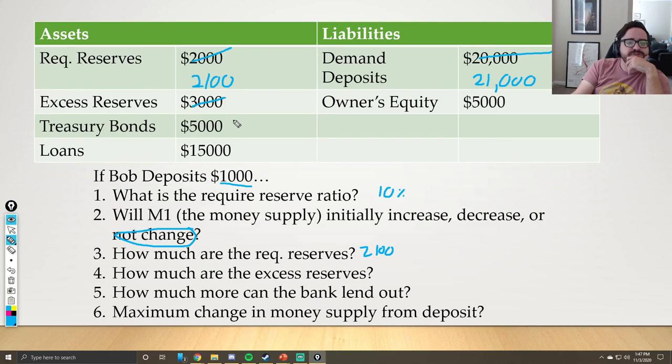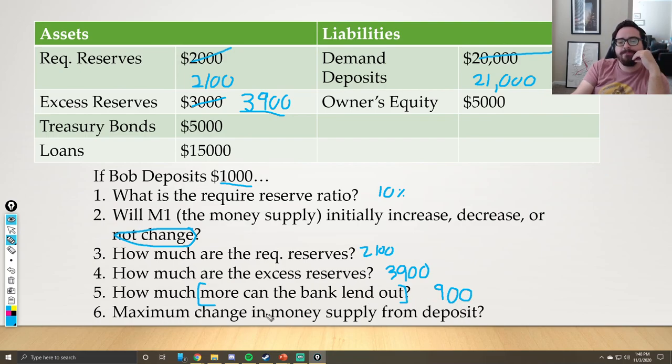How much are the excess reserves? Well, out of that 1,000, they had to hold on to 10%, so they have 900 left over. Okay, how much more money can the bank lend out? After his deposit, how much of that deposit can the bank lend out? All of the excess reserves. So they can lend out 900 more now. They can lend out in total 3,900. That's the total amount they can lend out. But in terms of more, it would be 900, because that was the change in the excess reserves.